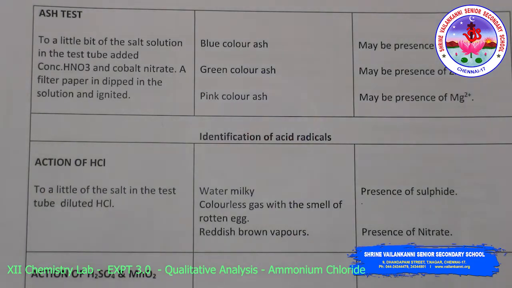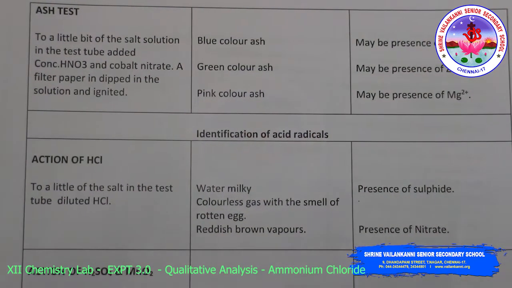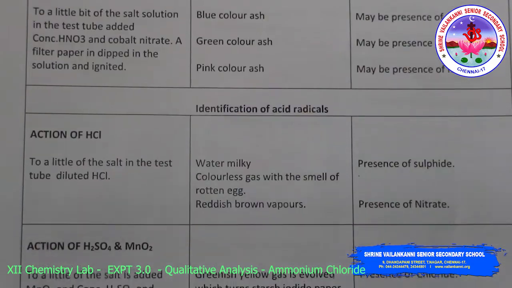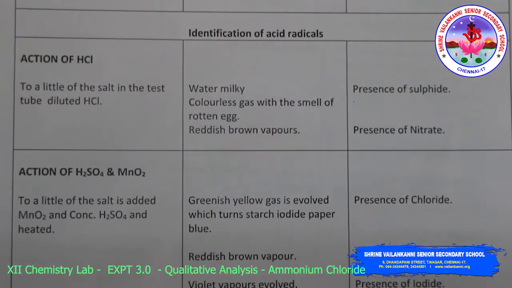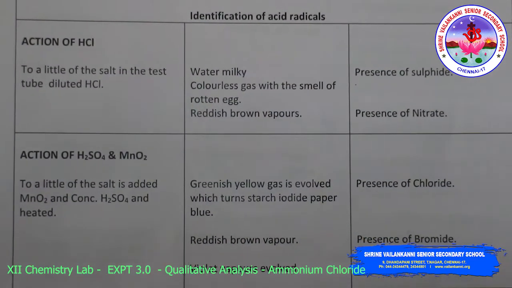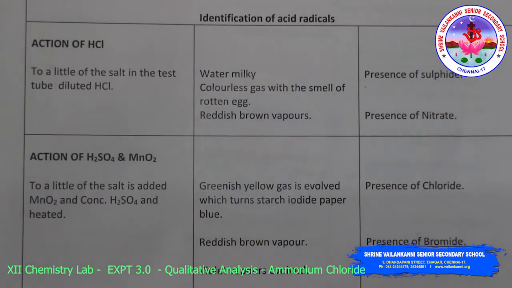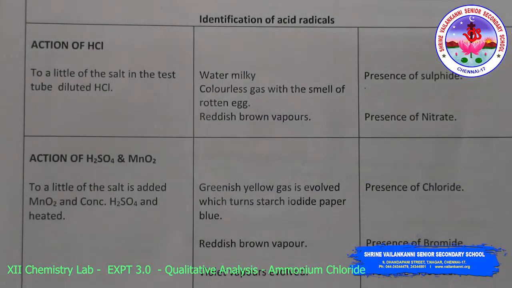Then here we are going to enter the first one, that is identification of acid radicals. The first test is the action of HCl. Take a little amount of salt and add some amount of dilute HCl. The observation: a colorless gas with the smell of rotten egg indicates the presence of sulfide. If reddish brown vapors appear, it means the presence of nitrate.